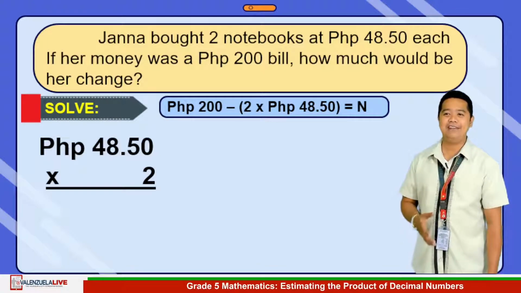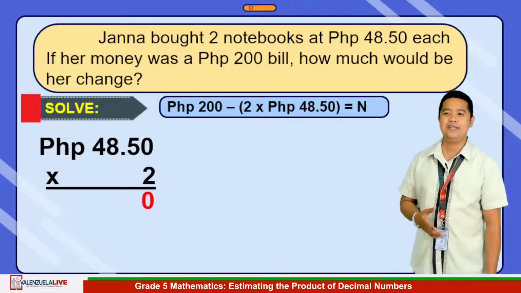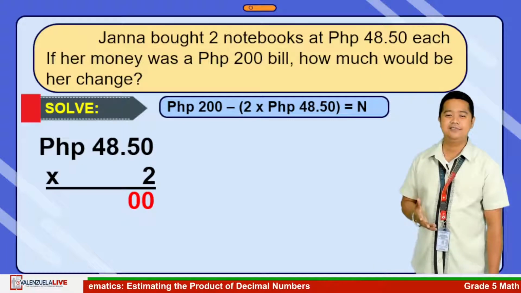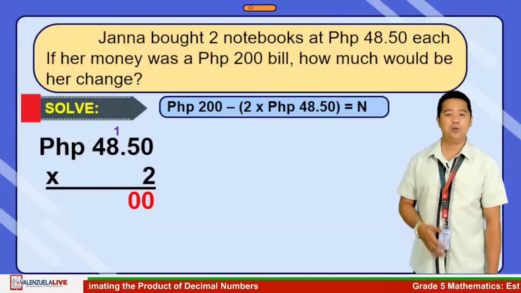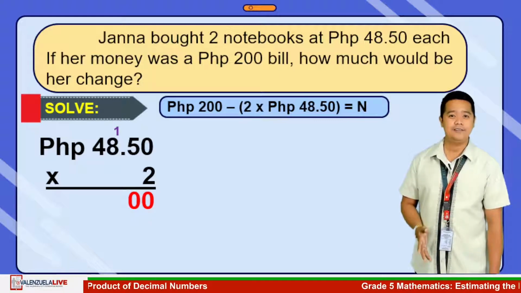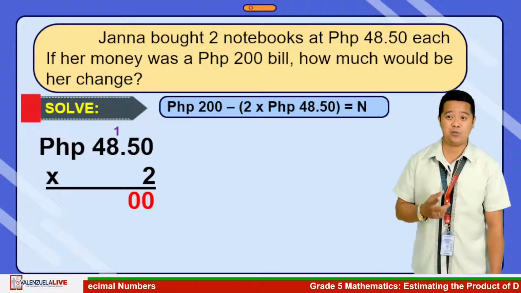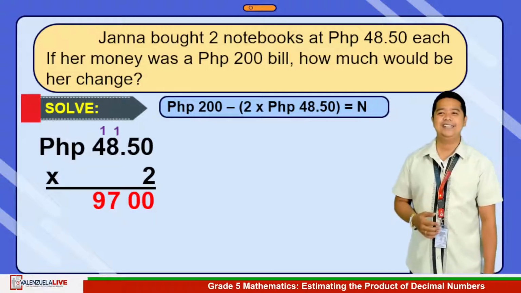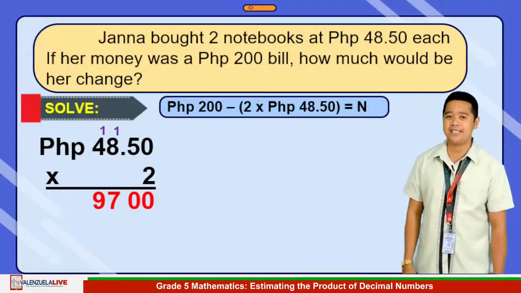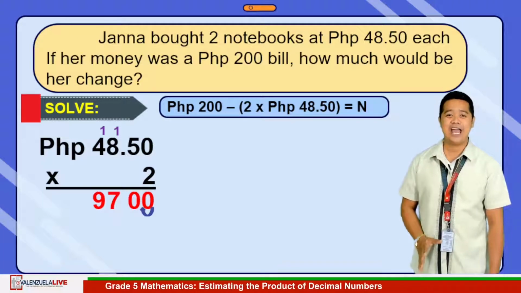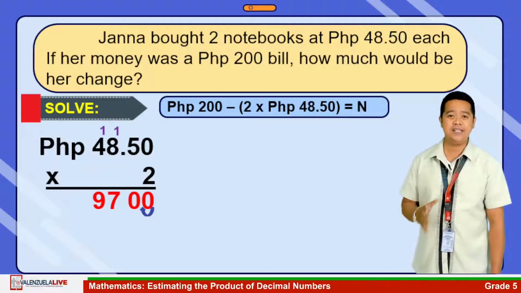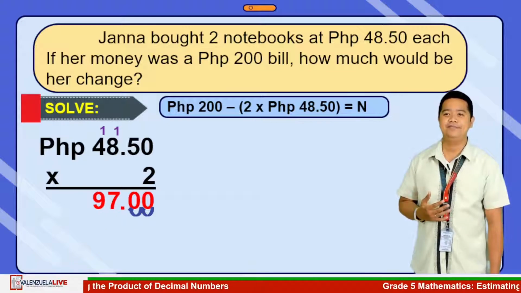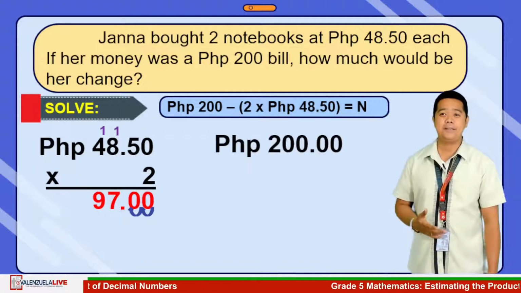So, 48 and 50 cents times 2. 2 times 0 is 0. 2 times 5, we have 10. And then 2 times 8 is what? Great job. 16. Plus 1, 17. And then 2 times 4, we have 9. And then count the number of decimal places. Do not forget. So we have 2 decimal places. Let us move the decimal point twice from right to left. Okay, we have 97 pesos.